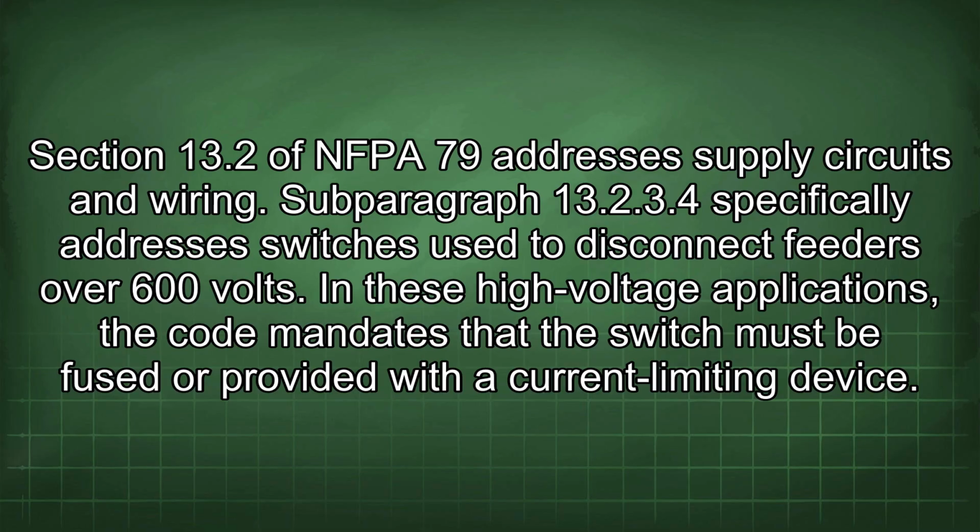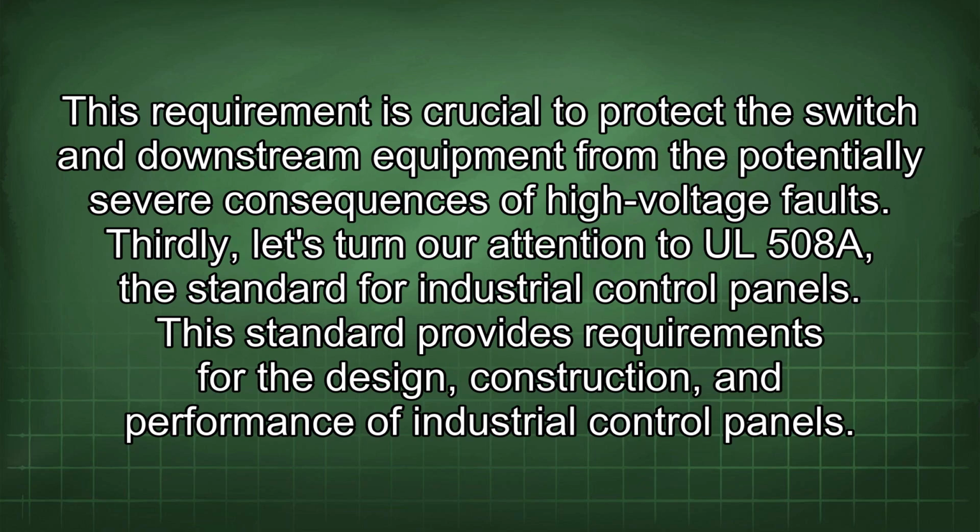Section 13.2 of NFPA 79 addresses supply circuits and wiring. Subparagraph 13.2.3.4 specifically addresses switches used to disconnect feeders over 600 volts. In these high-voltage applications, the code mandates that the switch must be fused or provided with a current limiting device. This requirement is crucial to protect the switch and downstream equipment from the potentially severe consequences of high-voltage faults.